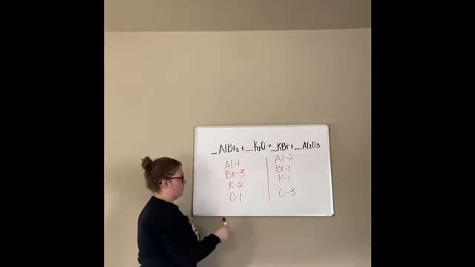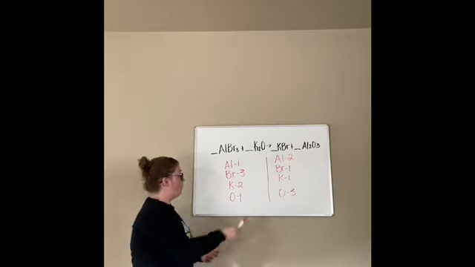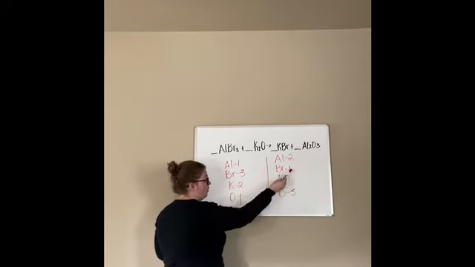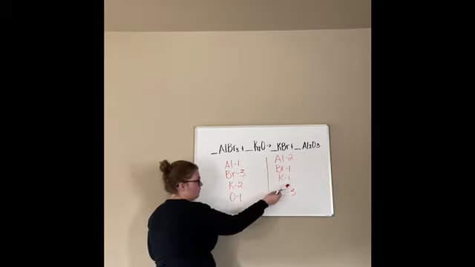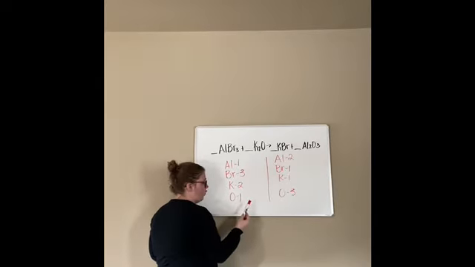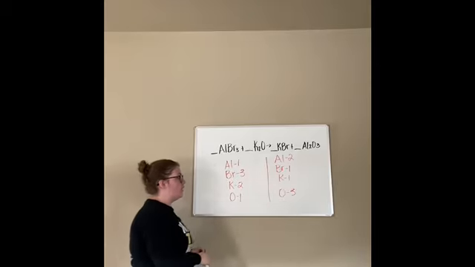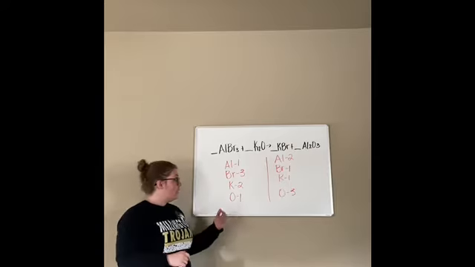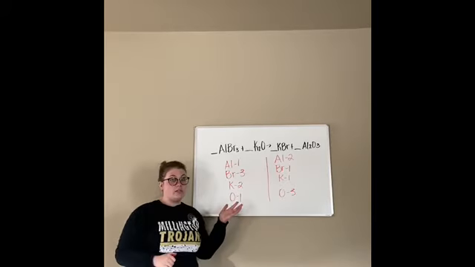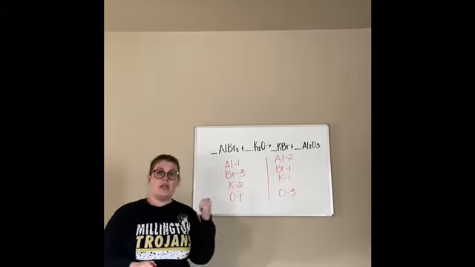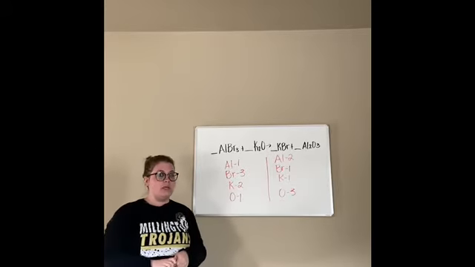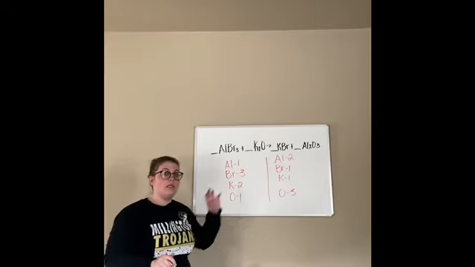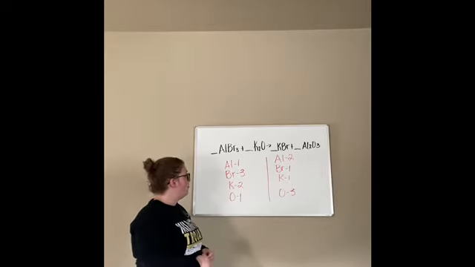So if we look at this, none of them are balanced, right? We have 1 Al over here, we have 2 Als over here, we have 3 Brs over here, 1 Br over here, 2 Ks over here, 1 K over here, and then 1 O over here, and 3 O's over here. So what I would do is I would either pick Br or O to start with, because like I said in the last video, you want to pick the number that's biggest. So the biggest number that we see is 3, so we need to make the 3's match.